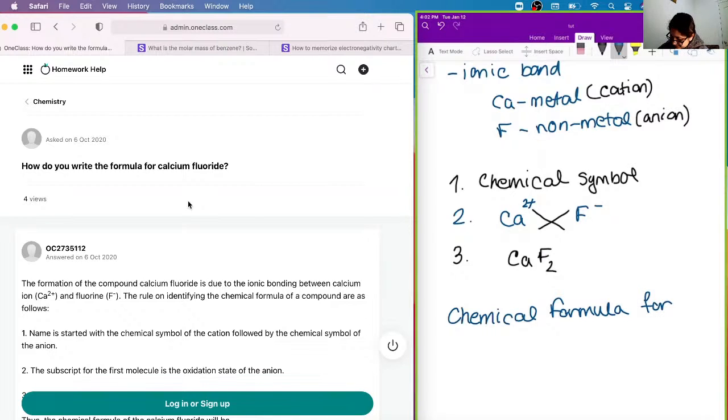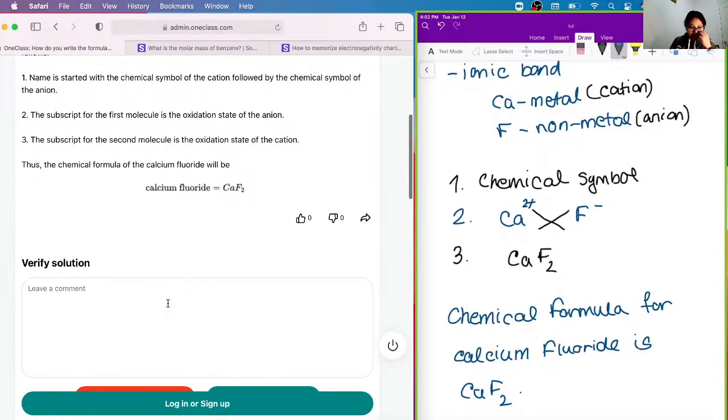Okay, so the chemical formula for calcium fluoride is CaF2. So the solution here is correct.